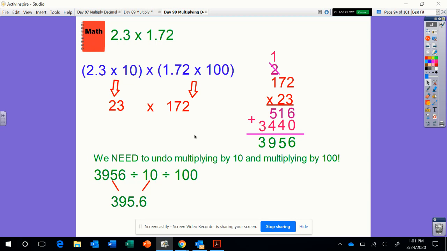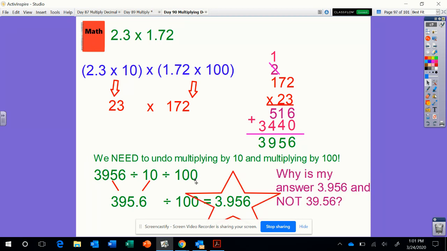So here we moved it one place to the left because there's 1 zero. Now we need to move it two more times because there are 2 zeros, and we end up with 3.956. So make sure you get that all in your notes.